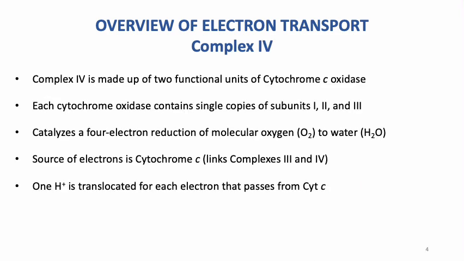Complex 4 is called cytochrome C oxidase, and it is made up of 2 functional units. Each unit contains the 3 subunits, 1, 2, and 3, as you will see in the next slide. And this complex receives the electrons from cytochrome C, and we will use them in reducing oxygen to water. Oxygen, as I said, is the terminal electron acceptor in the electron transport chain.